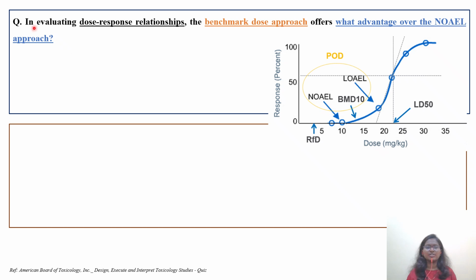So the question is: in evaluating the dose response relationships, the benchmark dose approach offers what advantage over the NOAEL approach? If you look at a typical toxicology study, you will be getting two types of endpoints. Particularly, I'm talking about repeat dose toxicology, I'm not talking about acute toxicology studies. So you will be getting NOAEL or LOAEL, and there is another toxicology descriptor that is a little bit new when compared to the NOAEL approach. That is something called benchmark dose (BMD).